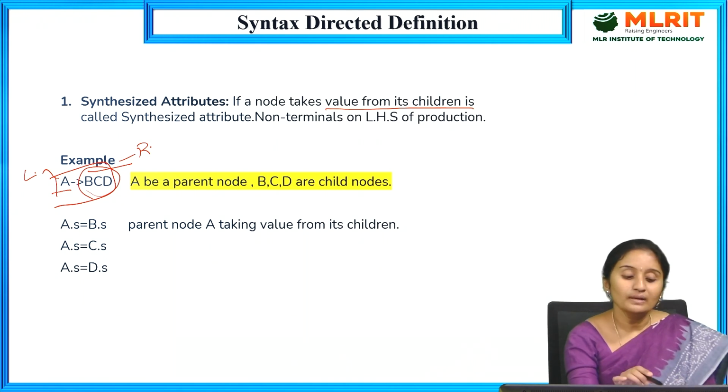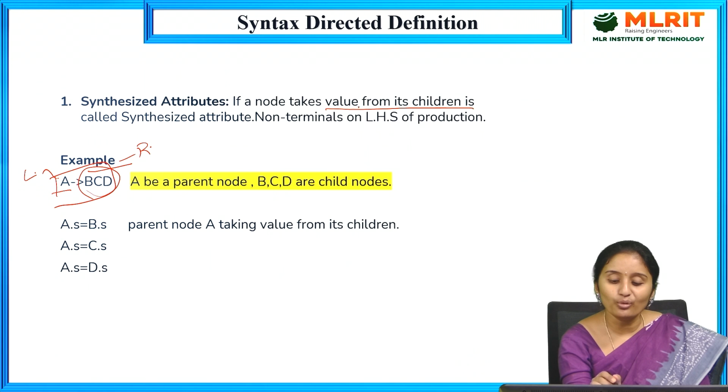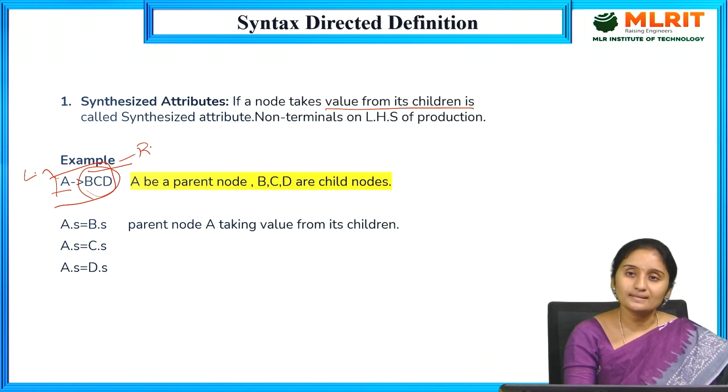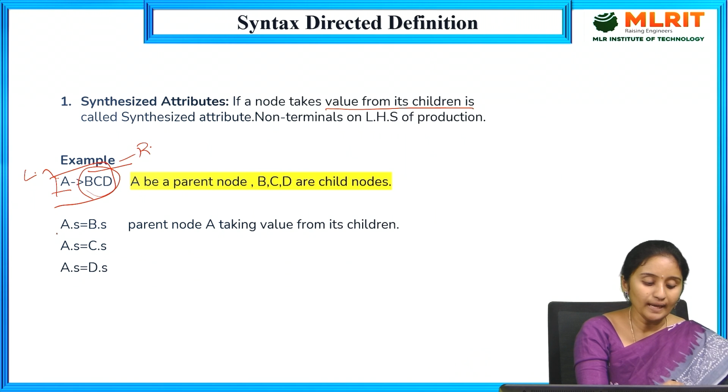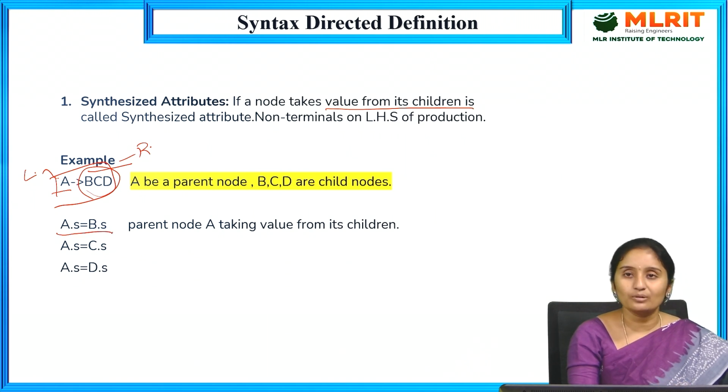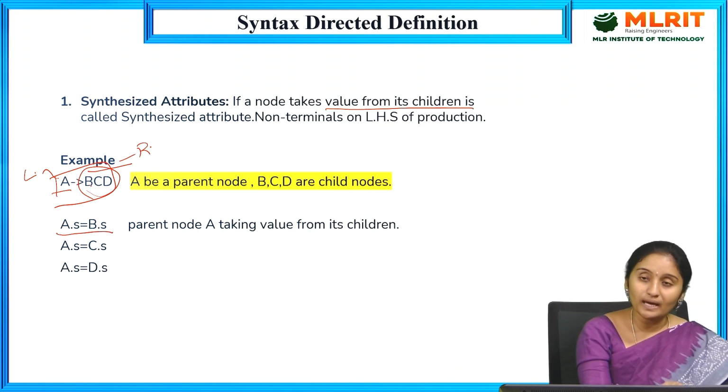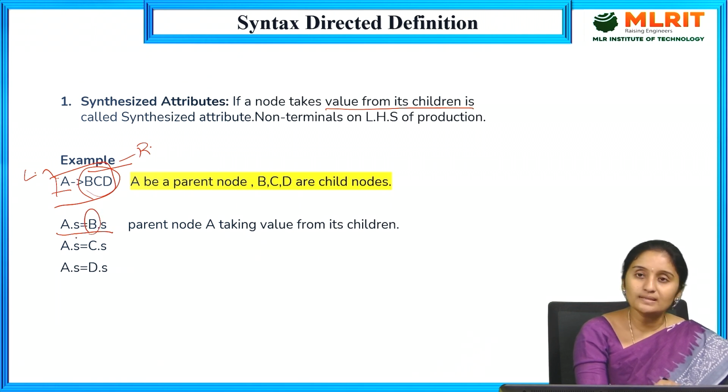So what we have, a synthesized attribute, is nothing but if a node takes value from its children, then it is called a synthesized attribute. Here A.S is equal to B.S. A is the parent node, B is the child node. So a node takes value from its children. B is the child, and A is taking value from its children. This is a synthesized attribute.